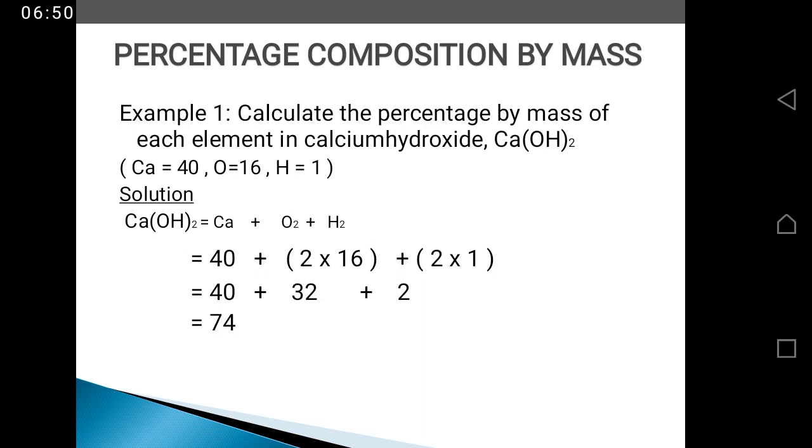So for calcium, since you have 1 atom of calcium, 1 times 40 will give you 40. Then 2 times 16, then you have 2 times 1. So it's 40 plus 32 plus 2, and that will give us what? 74. So what we have just done is the formula mass, otherwise known as the relative molecular mass of calcium hydroxide.